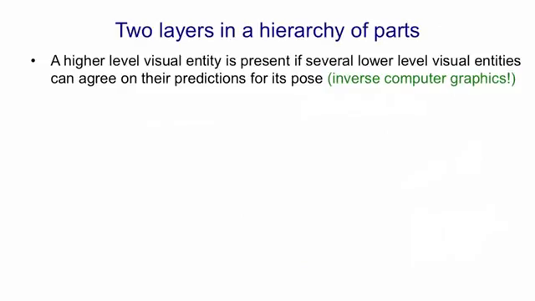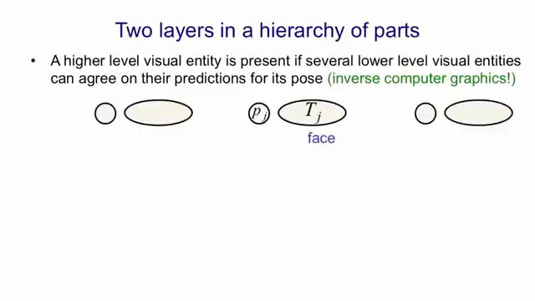So here are two layers in a hierarchy of parts, where the larger parts can be recognized by consistent predictions from smaller parts. Let's suppose we're looking for a face, and so in the middle here, the ellipse with TJ in it is a collection of neurons that are going to be used for recognizing the pose of the face. And the PJ next to it is a single logistic neuron that's going to be used for representing whether or not we think there's a face there.